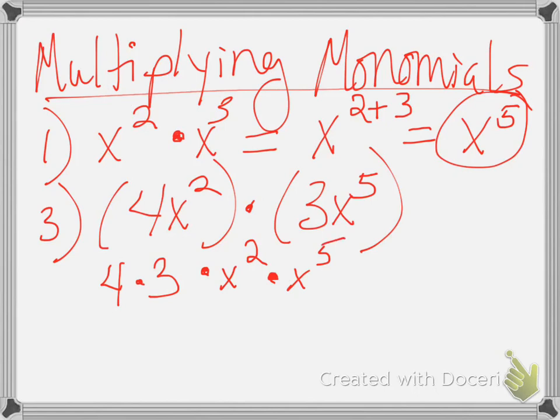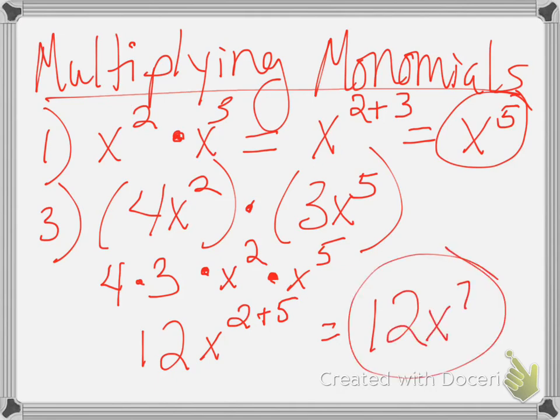All right, what is 4 times 3? 12. I gave you the answer. All right, and then I have x to the 2 plus 5 power, so what will that be? 7. 12x to the 7th power. Good. 12x to the 7th power.